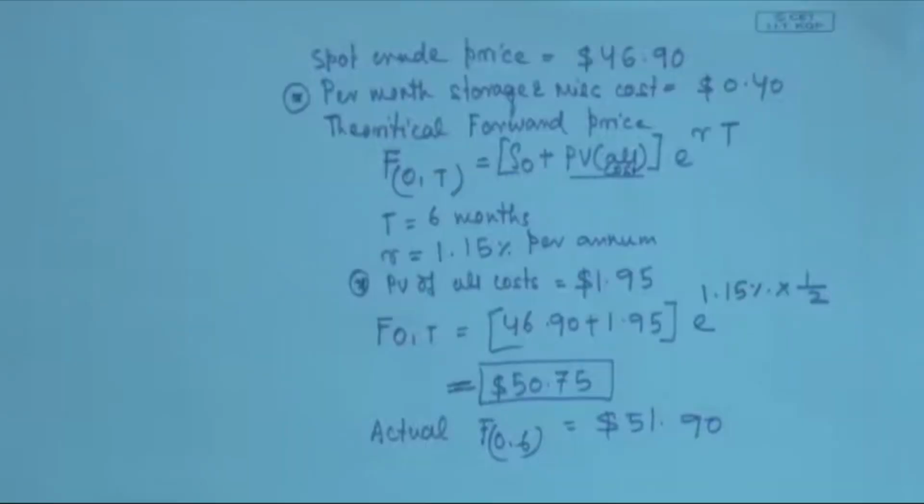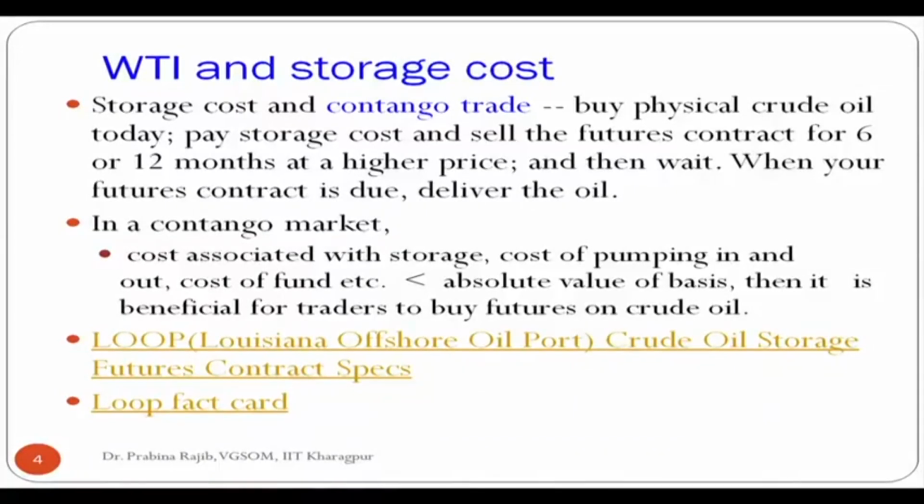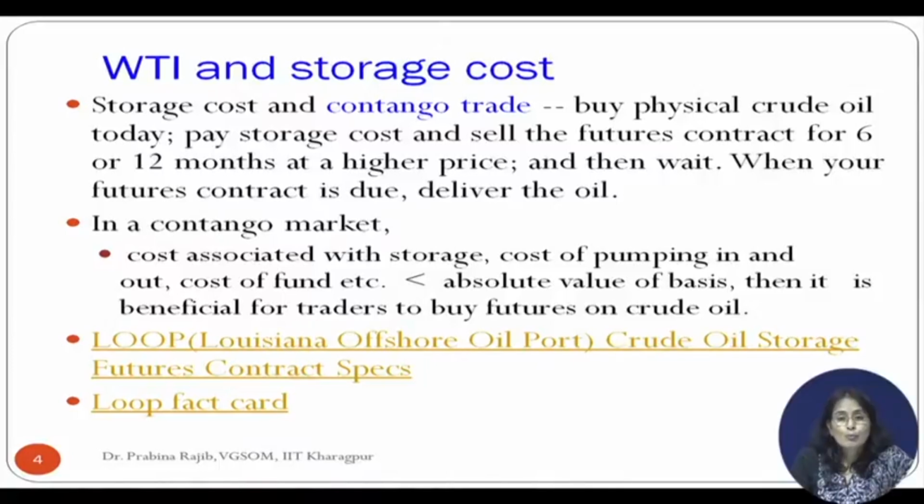So in fact, there is something very interesting happening at this point of time. There is so much demand for storing crude oil in USA that the storage cost is increasing. With the increase in storage cost, this benefit is not going to be available to a trader. So how can this cost be mitigated, if at all it can be mitigated?